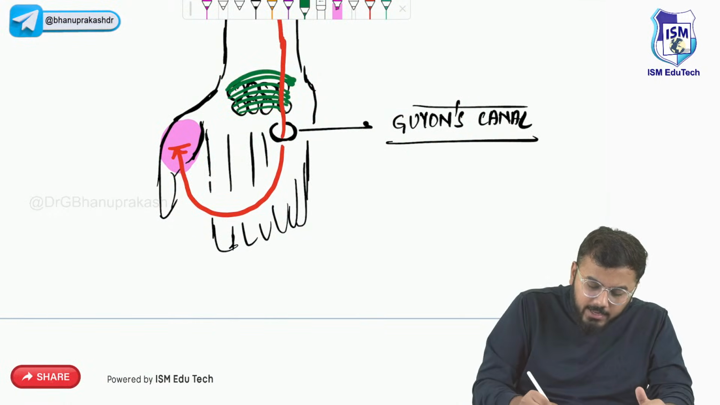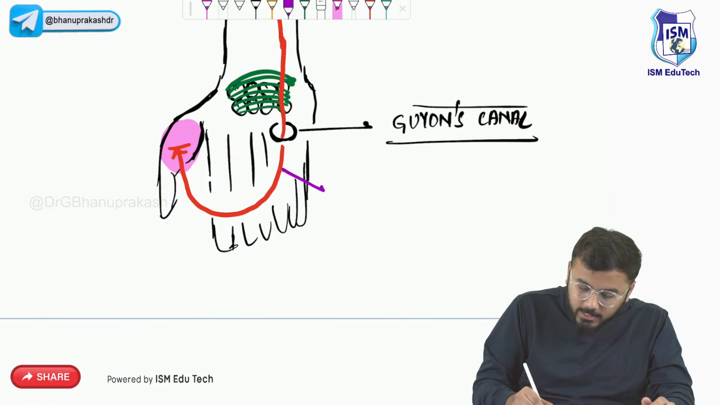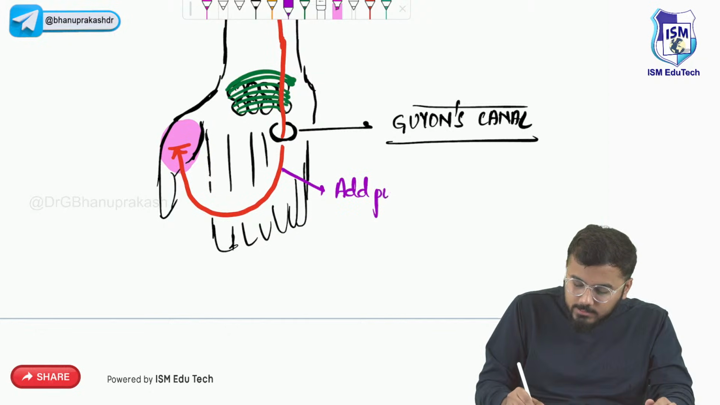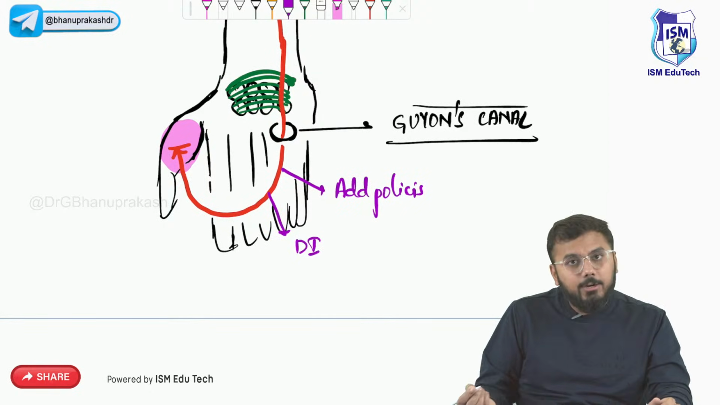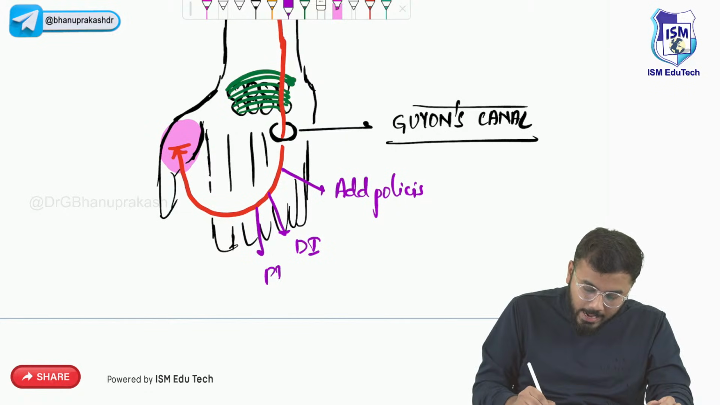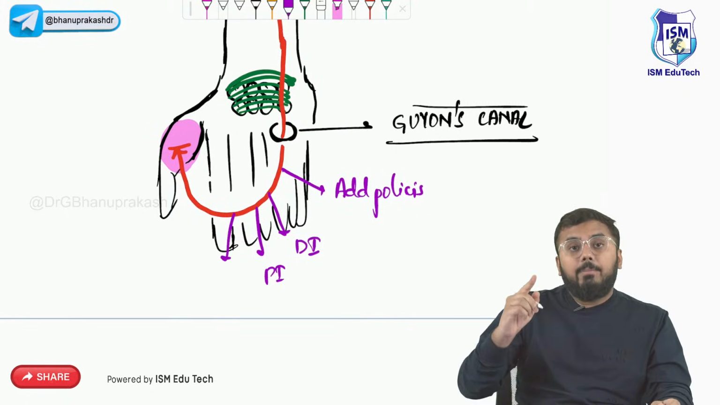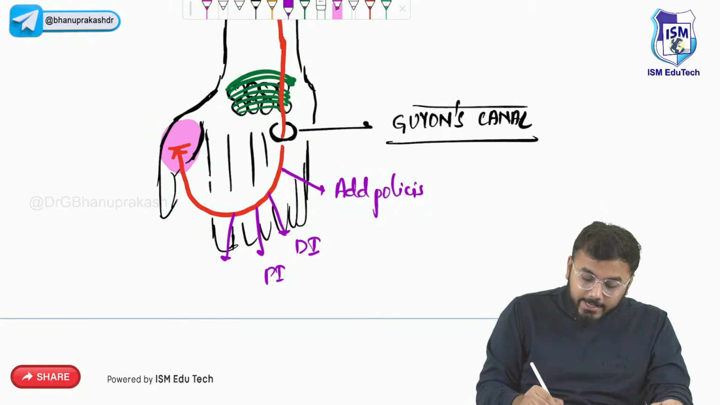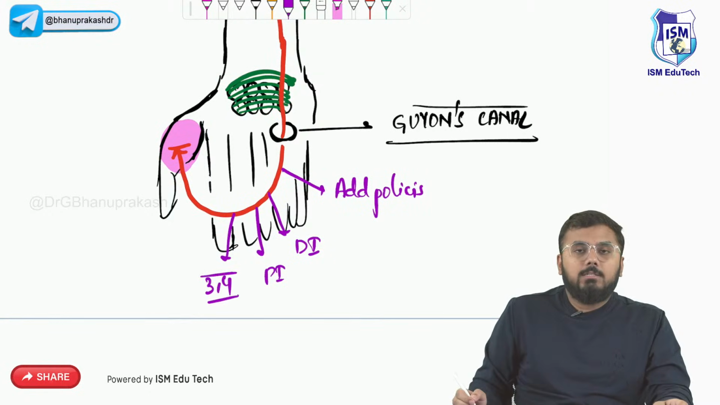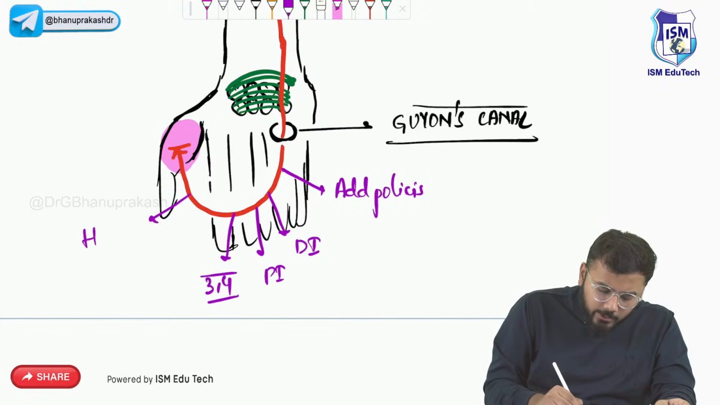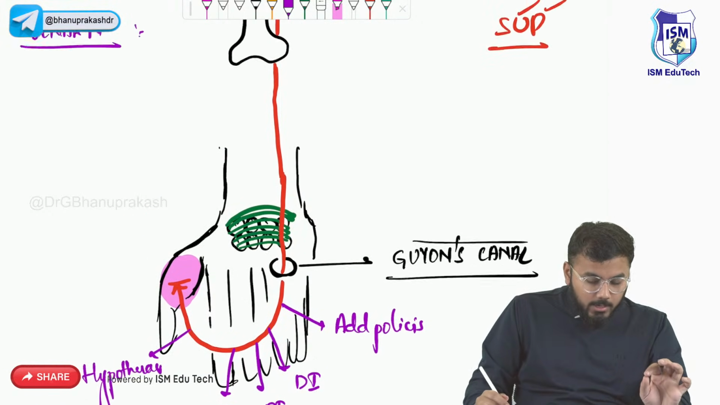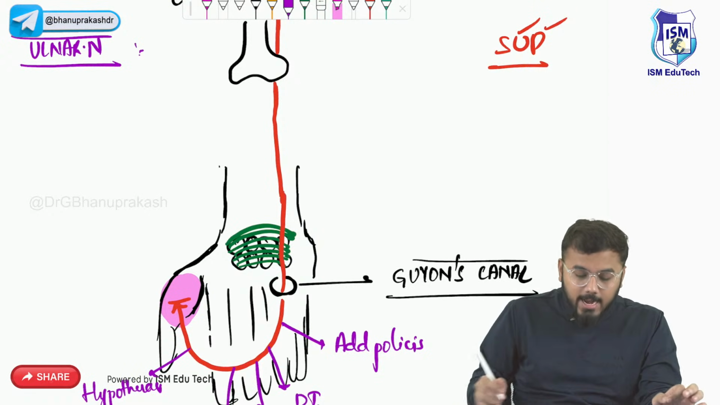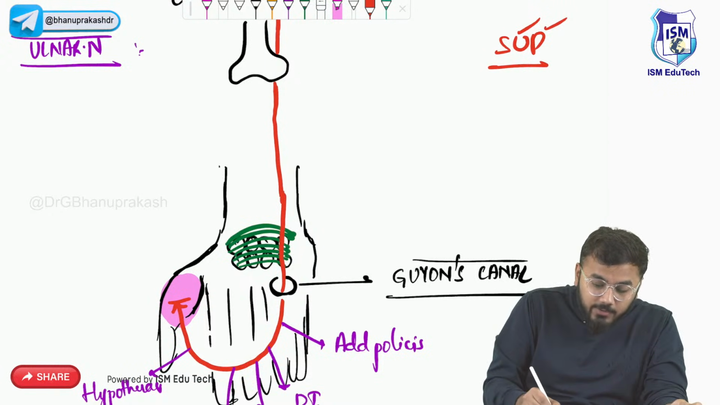And ulnar nerve supplies what all things, guys? It supplies your adductor pollicis, right? It supplies all of your dorsal interossei. It supplies all of your palmar interossei. And when it comes to lumbricals, it does not supply 1 and 2. It supplies 3 and 4 lumbricals. And it supplies all your hypothenar muscles. Hypothenar muscles.